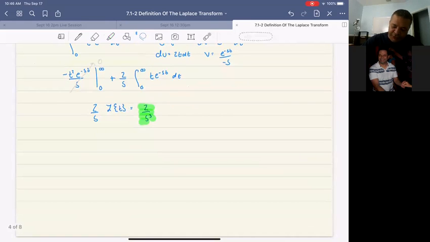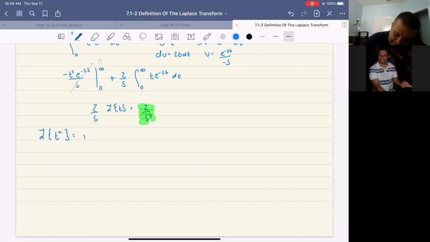Okay, so we're going to assume that the Laplace transform of t to the n is actually n times the Laplace transform of t to the n minus 1. So that's going to imply that the Laplace transform of t to the n equals n factorial over s to the n plus 1. Okay, so let's see how that works.